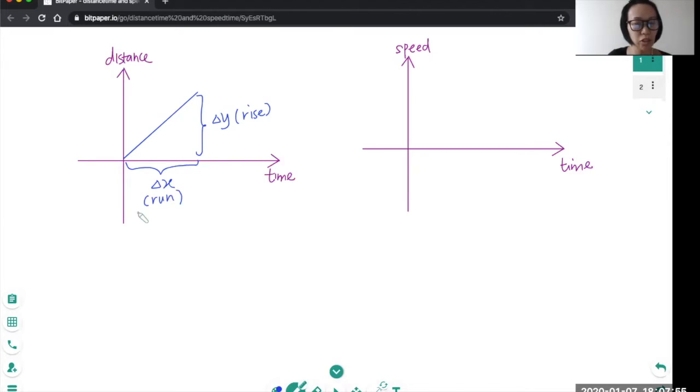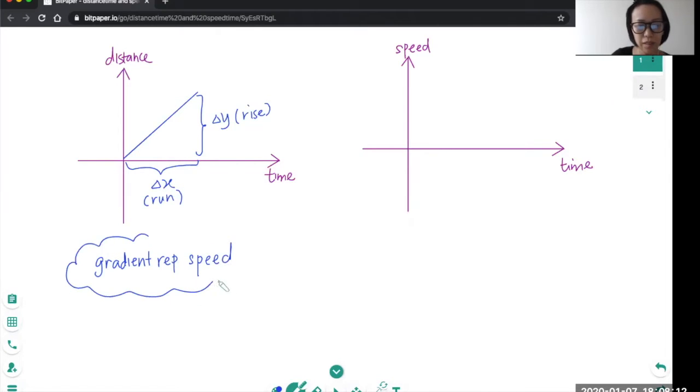So the gradient actually represents the speed. In this case, you can see that the gradient is constant throughout, which means that the speed is also constant. So the gradient of the distance time graph represents the speed. Okay, so this is something that we have to remember in order to solve the question.